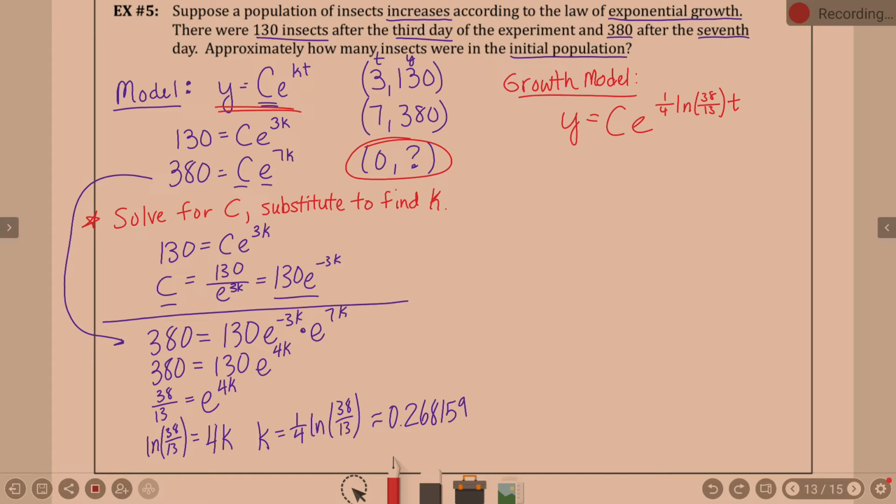So, okay, in order to find c, we have an equation representing the situation. We have 2 ordered pairs, yes? We should be able to use either ordered pair, put that ordered pair back in, and that will allow us to find c. Okay, I'm just going to use the first one here. So if I plug that one in, man, plugging in 0 sounds so much nicer right there. Okay, so if I plug in 130 equals c e to the 1/4 natural log 38 over 13 times t, which is 3.